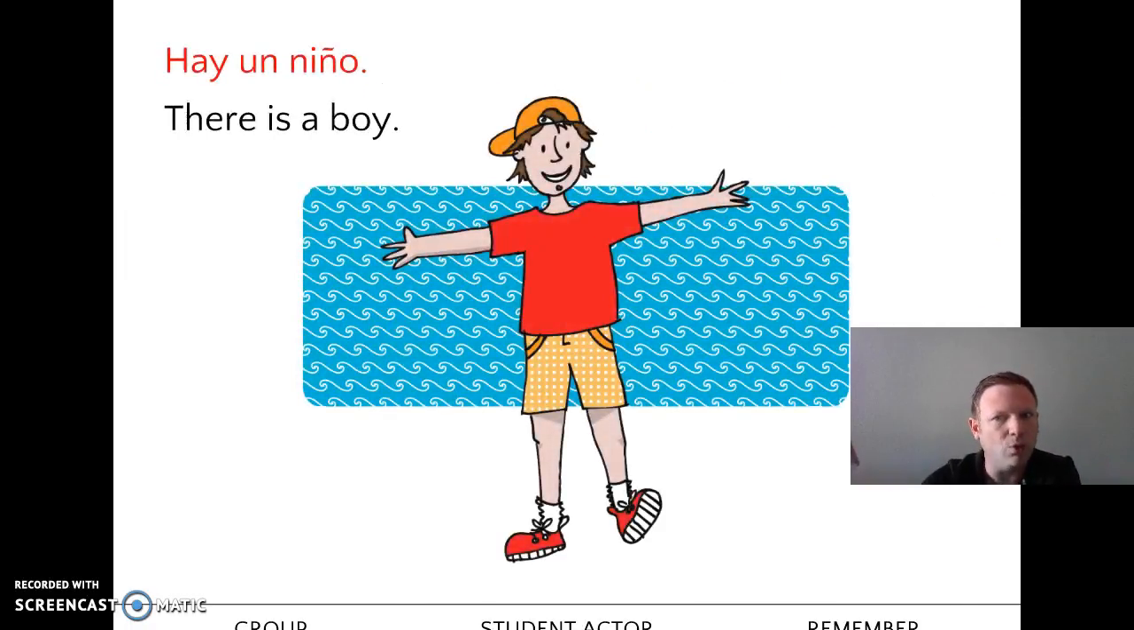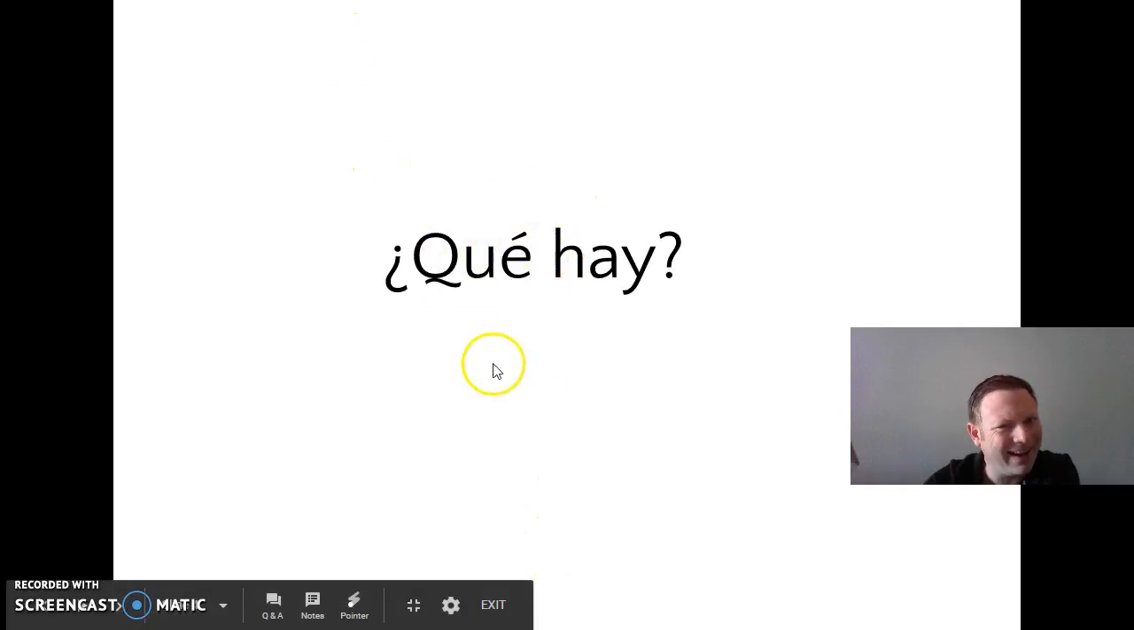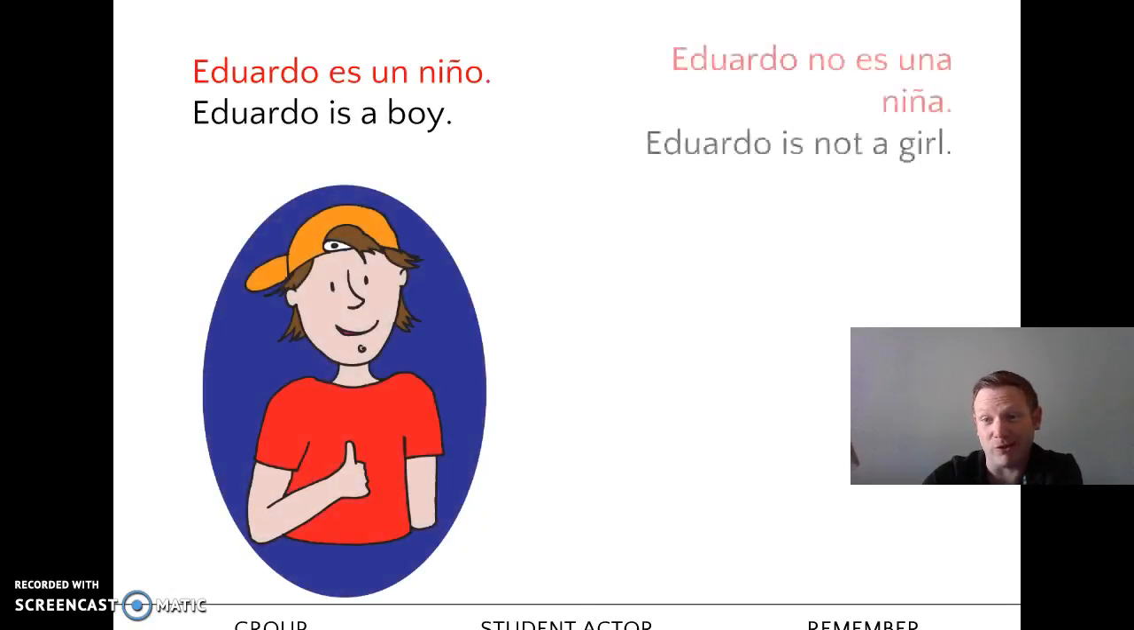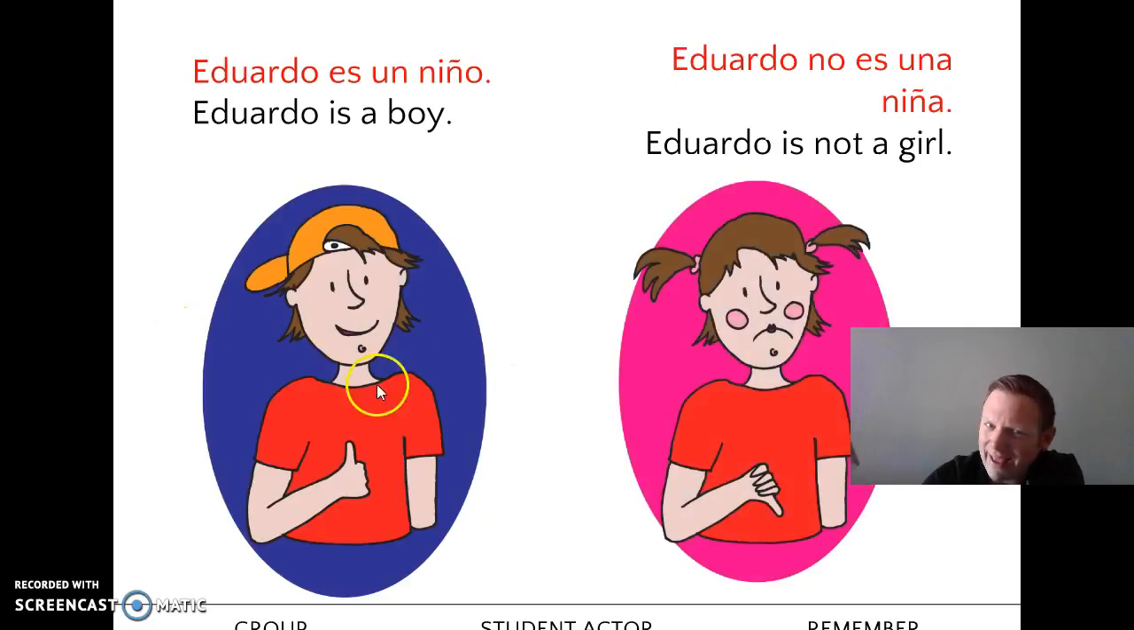So, hay un niño. Mira, clase, hay un niño. There is. A niño, boy. ¿Qué hay? Eduardo es un niño. Sí, es Eduardo. Eduardo no es una niña. Es obvio, Eduardo es un niño, no es una niña.